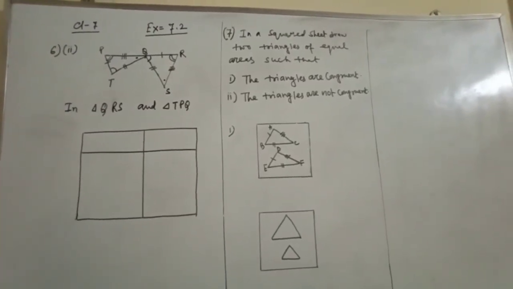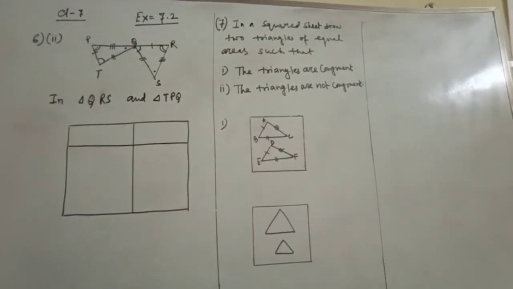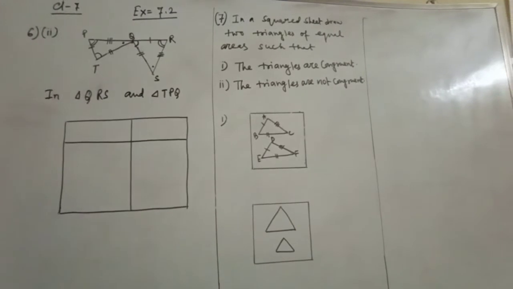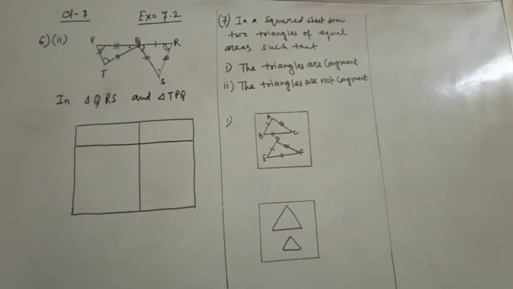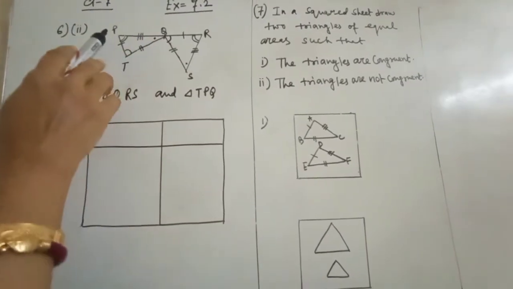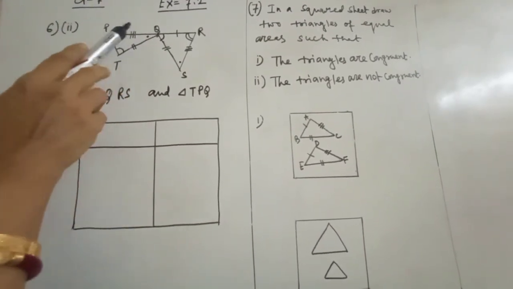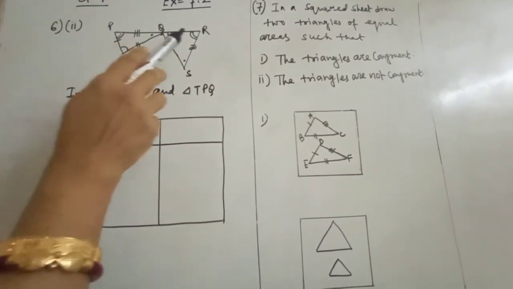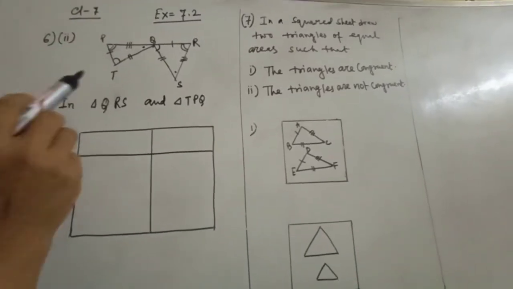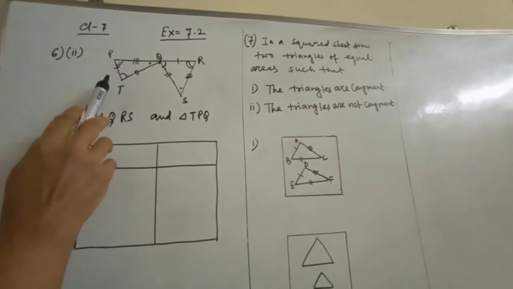Today we will do question number 6 of exercise 7.2. Here, the diagram is given in this way. Two triangles we can see here. One is PTQ and another is QRS. Some congruence parts are also given there.